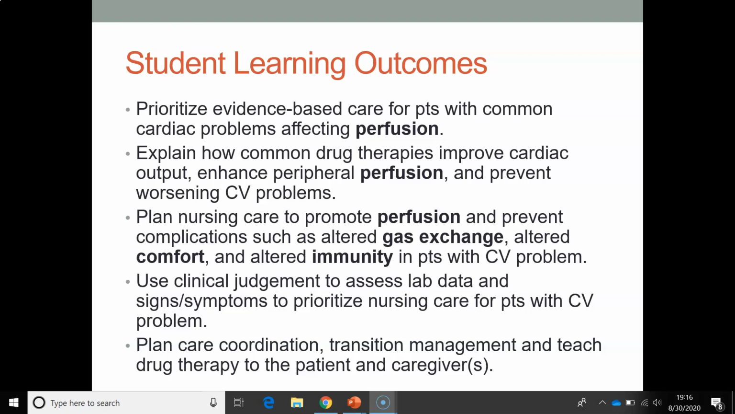We're going to talk a lot about nursing interventions and nursing care to promote perfusion and prevent complications such as altered gas exchange, altered comfort, and altered immunity. We're also going to look at assessing the signs and symptoms to prioritize nursing care for patients with cardiovascular problems. Then we're going to talk about transition care and patient education.